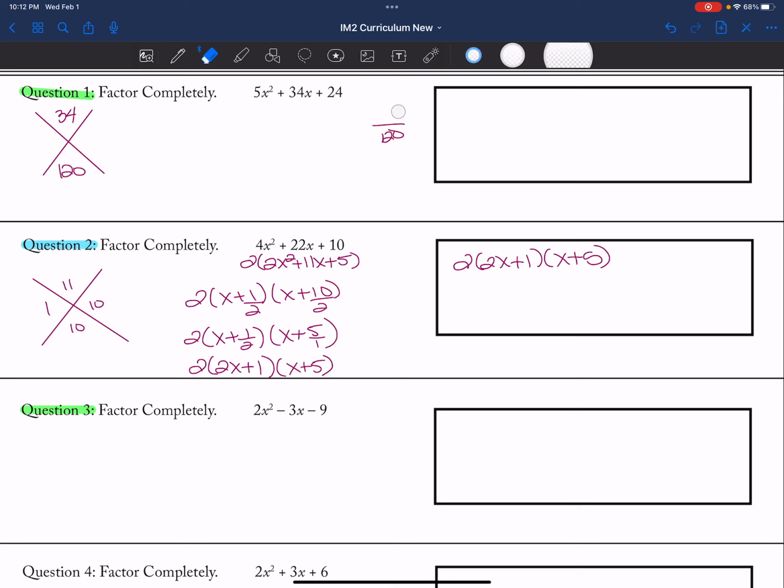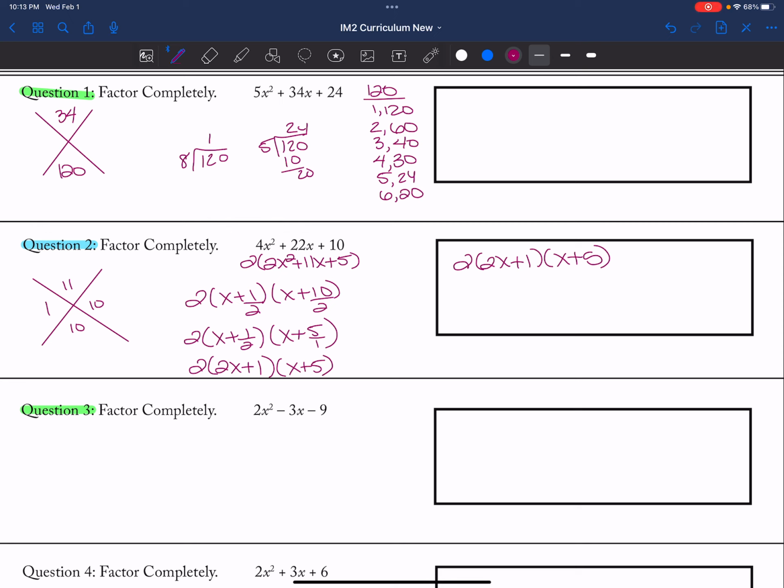And then we're going to have to do some arithmetic because we're going to need our factors of 120, right? So that is 1 and 120, 2 and 60, 3 and 40, 4 and 30, 5 and 24, 6 and 20, 8 and 15, 10 and 12.